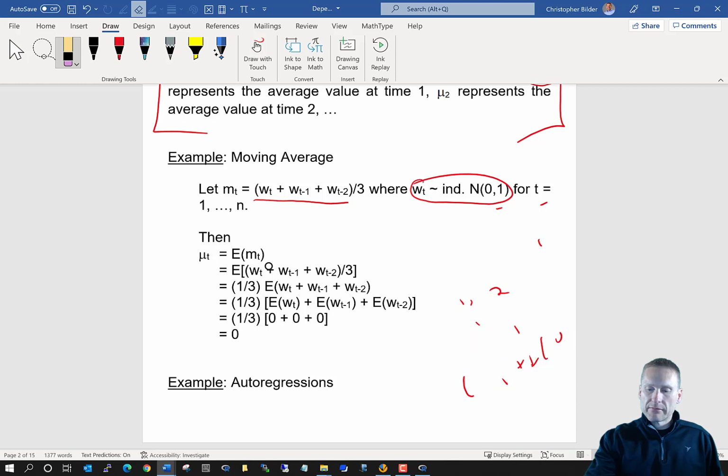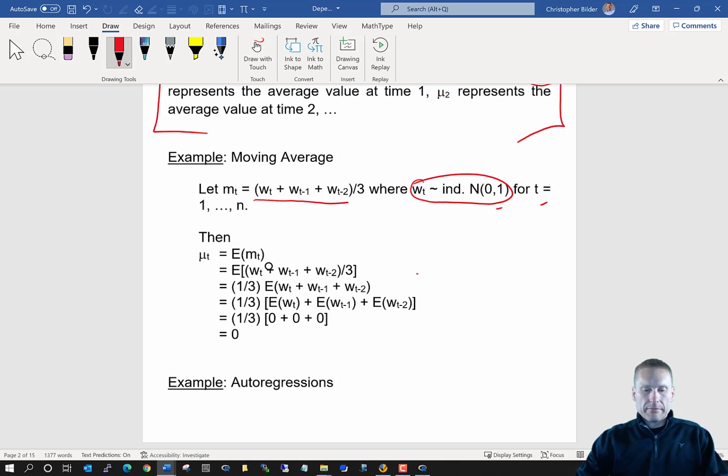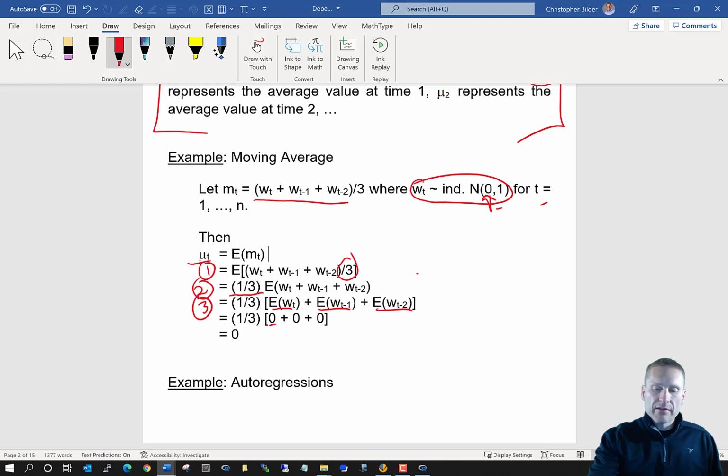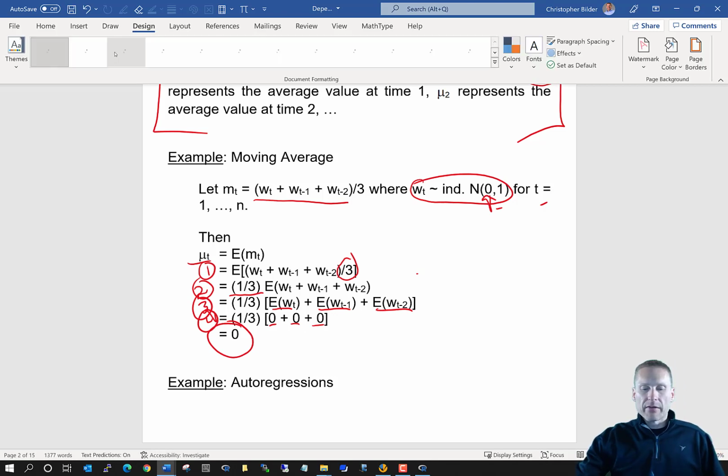I want to find mu sub t, which is the expected value of m sub t. So the first thing we do, step 1, we put in what m sub t is. Then we can see that we have a constant in there because we're always dividing by 3. So step 2, I factor that constant out. Step 3, I bring my expectation through the sum. We know what each of these individual expectations is, because W sub t has an expected value, or mean, of 0. So each of these expected values in step 4 becomes 0, and then mu sub t overall is equal to 0. Okay, so that wasn't too difficult to find.